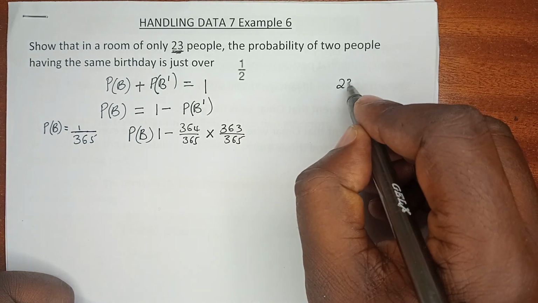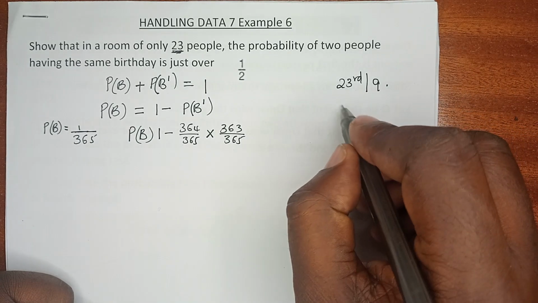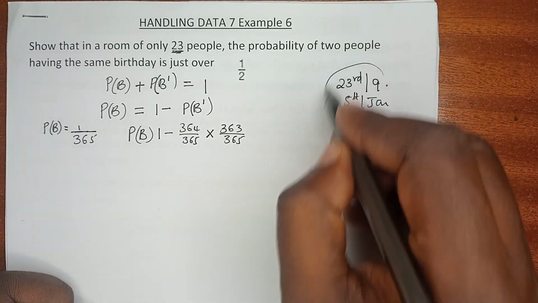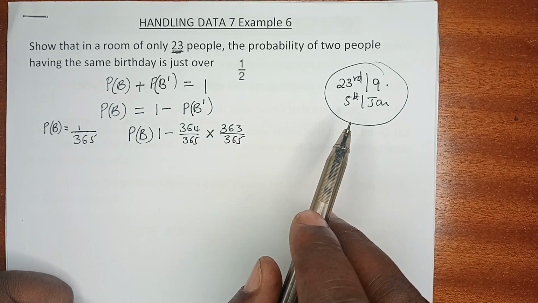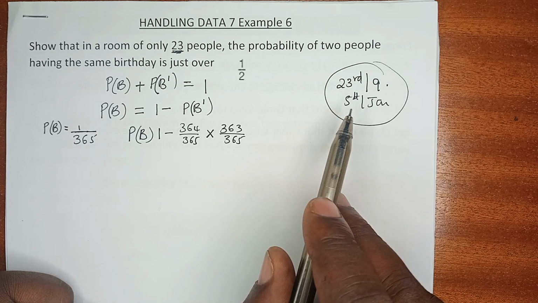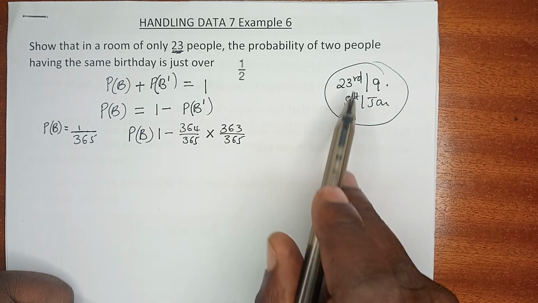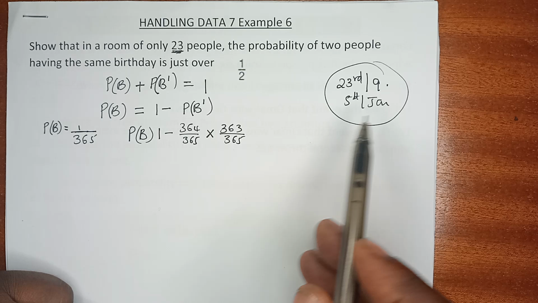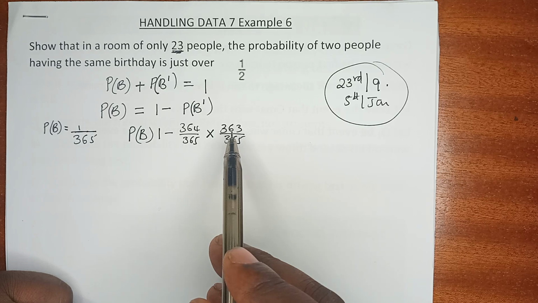And I said if the first one was born on 23rd of September, the second one can be born on 5th of January. So these days are not out for grabs. For us to have the third person not sharing the birthday, he will have at his disposal his 365 days to select from, but don't touch the two because the two have been taken. That means now 365 minus 2 is 363.